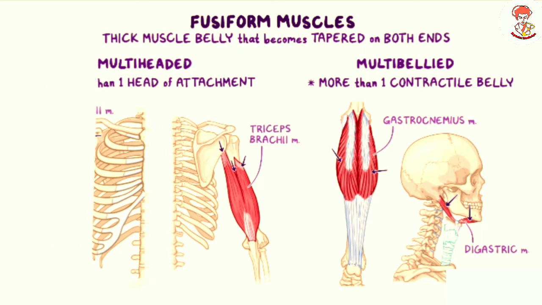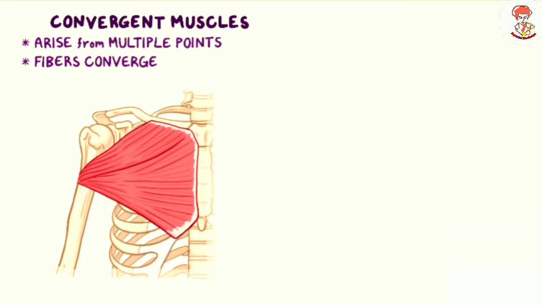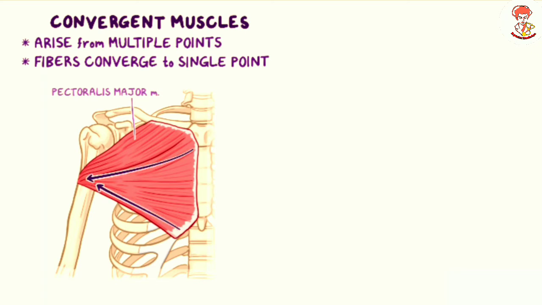Next are the convergent muscles, which are large muscles that arise from multiple points but their fibers converge to insert into a single point. A good example is the pectoralis major muscle of the anterior chest wall. This muscle arises from the sternum, ribs, and clavicle but inserts into a single spot on the humerus.